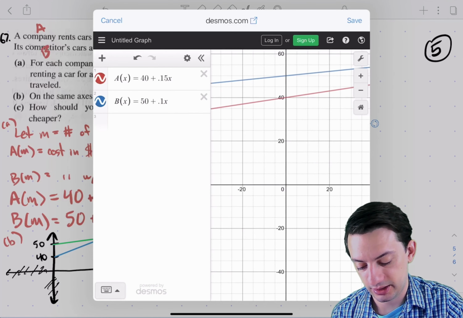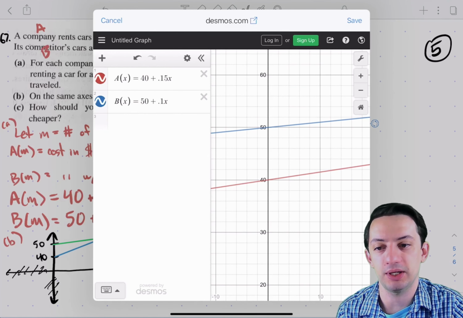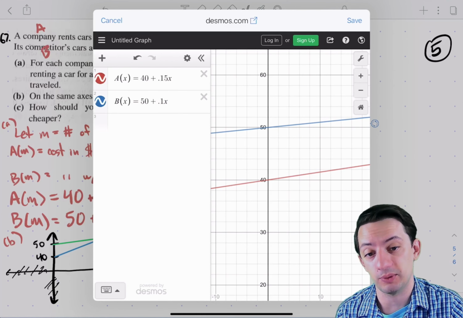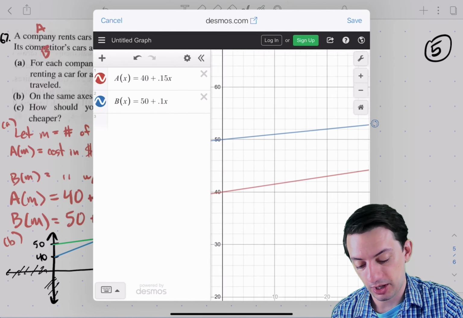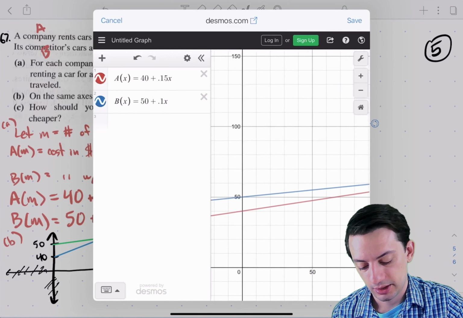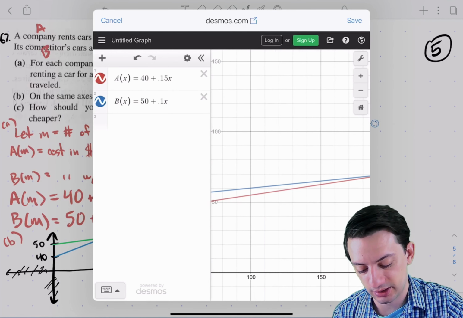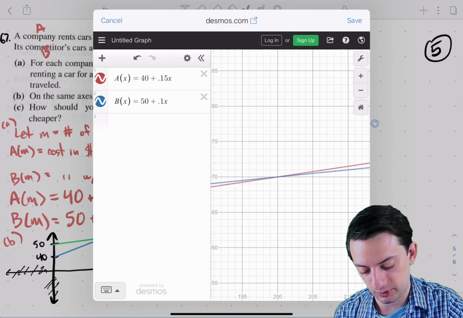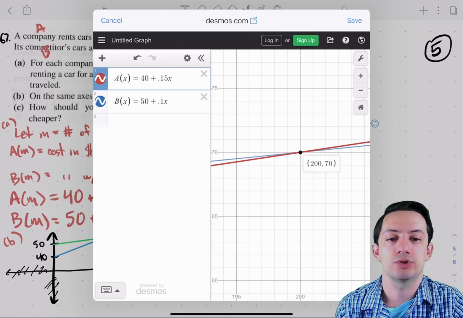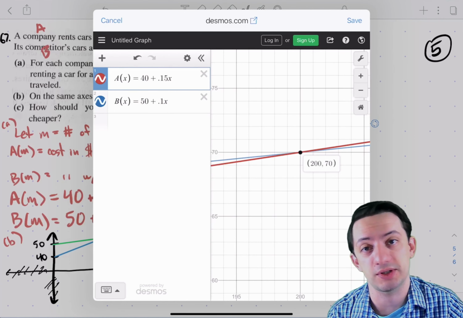Okay, now let's see. Here's our two functions. Company A is in red, company B is in blue. Company B starts out more expensive like we expected. But you can kind of see, especially if I zoom out, that the slope is shallower for company B. So they're going to intersect. And if we scroll over here, we can find the point. It looks like they intersect right here at 200, 70. So if you go 200 miles, the cost is the same.